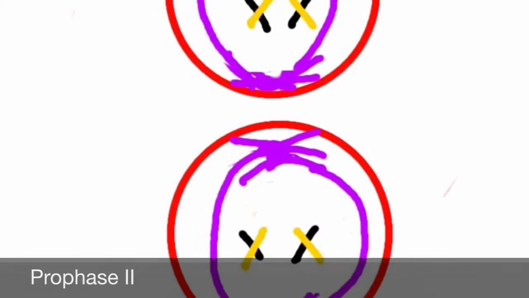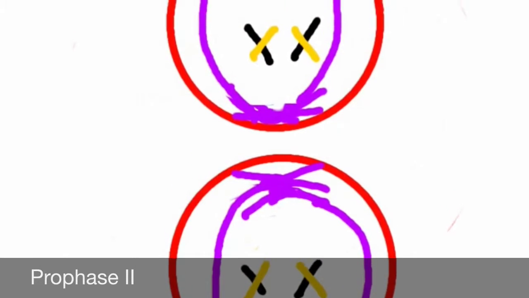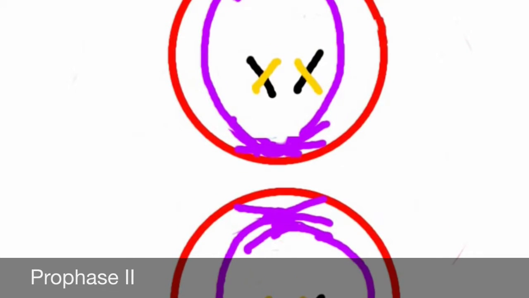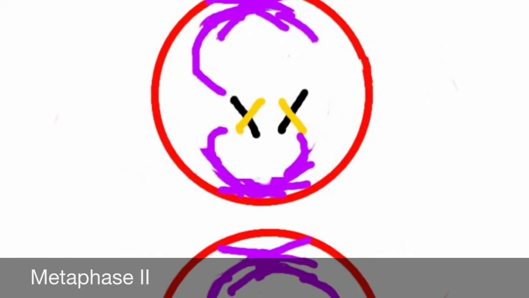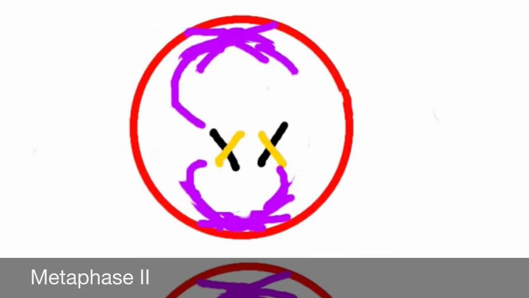In prophase 2, the homologous chromatids do not duplicate, but they separate, and a new spindle fiber forms around the chromosomes. In metaphase 2, the chromatids line up in the middle of the cell, and the centrioles and asters are at the poles.